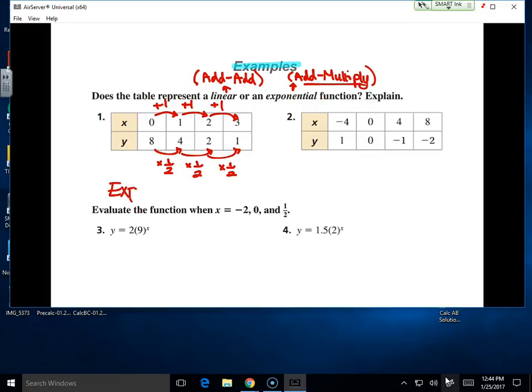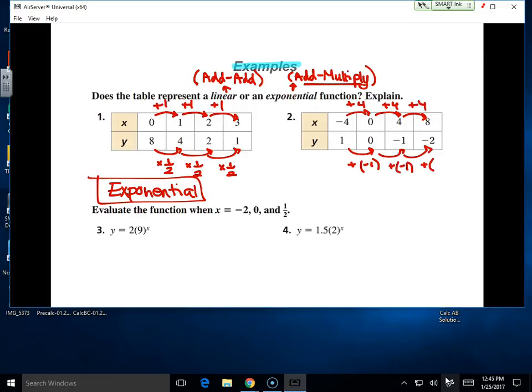So kiddos, don't just guess. Maybe they gave us 2 exponentials, right? What's going on in the next table? What are you adding by this time though? 4. Adding by 4, adding by 4, adding by 4. What's going on down here? Ooh, subtracting by 1. How can we show that as addition? Adding negative 1, right? Adding negative 1, adding negative 1. Kiddos, is this one actually linear like you said?